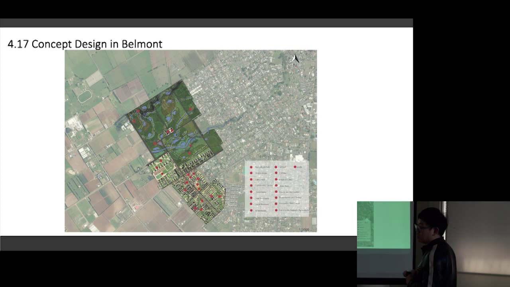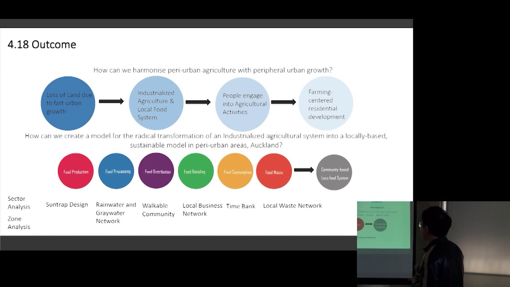And this is the master plan. When I organize all the sectors with sector analysis and do analysis, this makes a conclusion. So first we talk about we lose land. So we talk about the drawbacks of the industrialized agricultural system. So we talk about we need people to engage in agricultural activity. So we talk about we need to build a farmer-centered residential development.